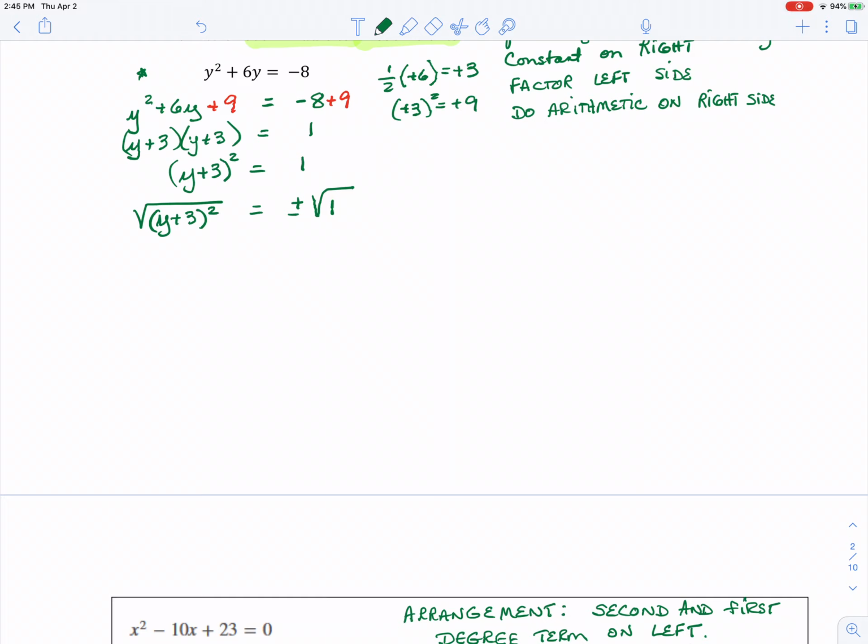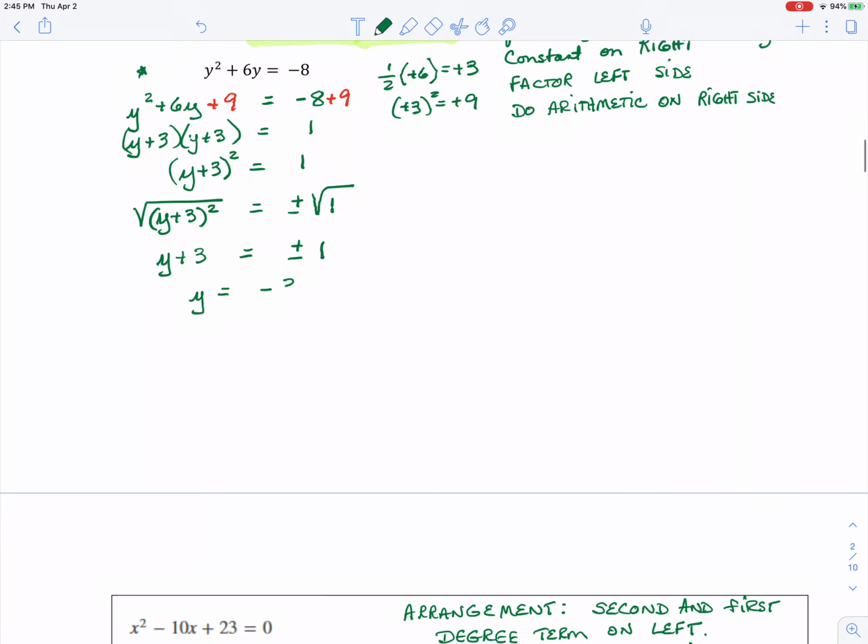So take the square root of each side. The square root of (y plus 3) quantity squared is y plus 3. The square root of 1, both positive and negative, is plus or minus 1. And solving here, remember we're expecting 2 answers.